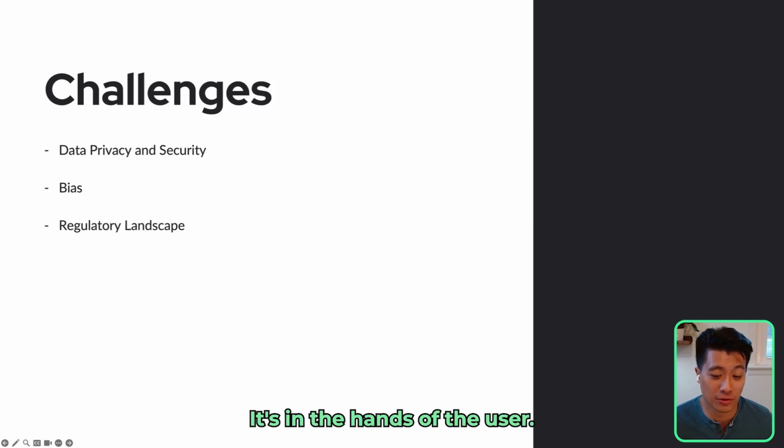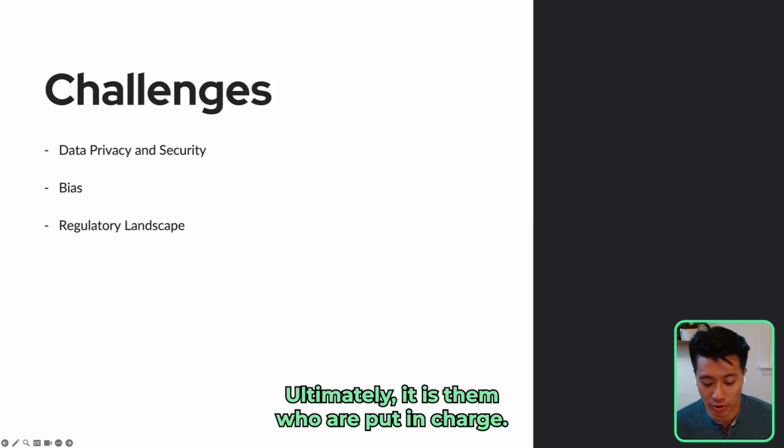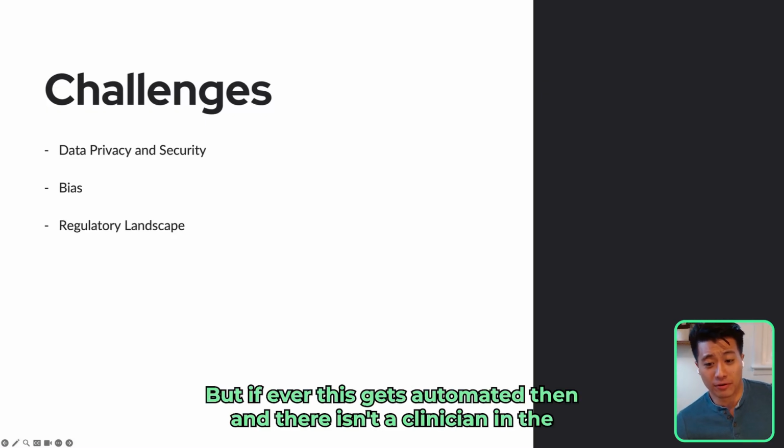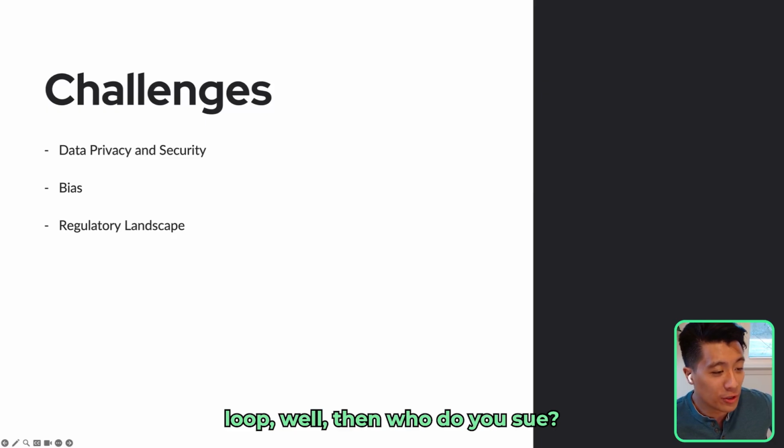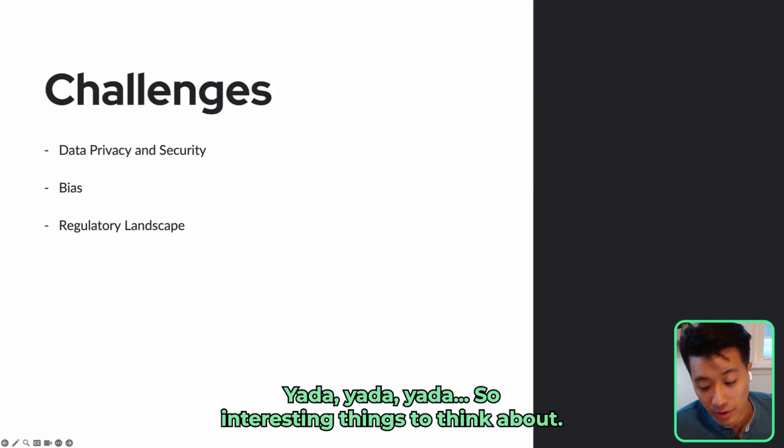It's in the hands of the users. Ultimately, it is them who are put in charge. But if ever this gets automated, and there isn't a clinician in the loop, well, then who do you sue? Can you sue a computer? Do you sue the company? Yada yada yada. So, interesting things to think about.